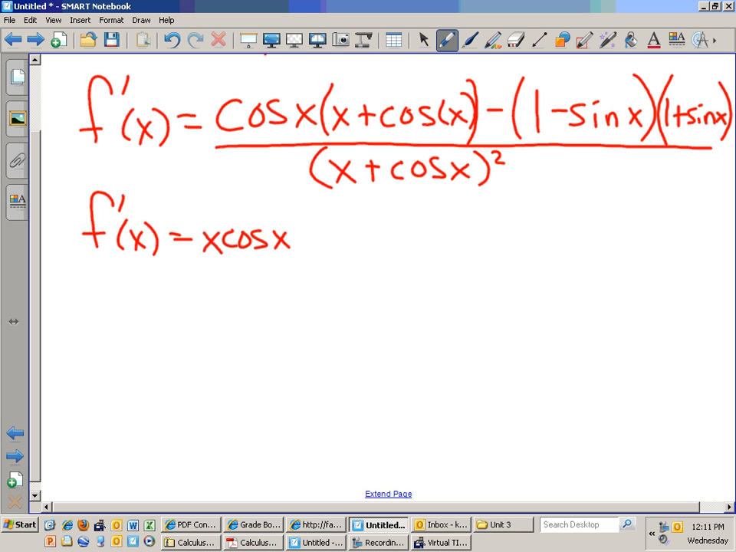Okay, let's continue on. We plus, what's cosine times cosine? Cosine squared. Minus, now let's think about this. 1 minus sine of x times 1 plus sine of x. Those are conjugates. So what do you get? 1 minus sine squared. These are conjugates, meaning you have a minus and you have a plus. Otherwise, the expressions are the same, so you get 1 minus sine squared. So minus 1 and plus sine squared when you distribute the negative through.